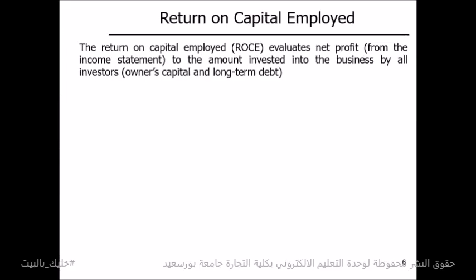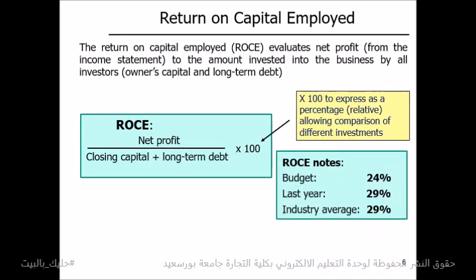Now let's calculate the return on capital employed. What is the meaning of return on capital employed? The return on capital employed evaluates net profit from the income statement to the amount invested into the business by all investors. How to calculate return on capital employed? Return on capital employed is equal to the net profit divided by open bracket closing capital plus long-term debt, multiplied by 100.